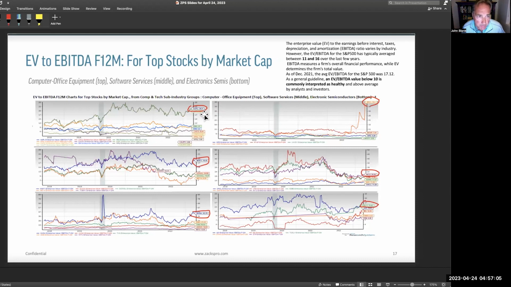All right, enterprise value to EBITDA. Basic point here is that for the S&P 500, these have typically averaged between 11 and 16. A general guideline is an EV below 10 is commonly interpreted as healthy. So these are very priced up stocks. These are the richly valued stocks. And yes, we're going to find some names that are the mega caps. Of course, they are richly valued. There's other things to worry about.